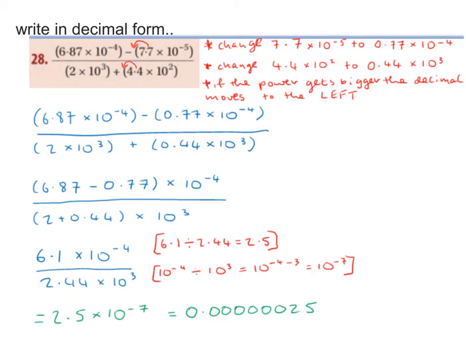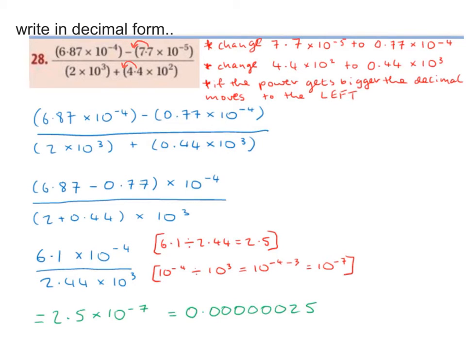So in our next step, we're going to take out the highest common factor of our numerator, which is going to be 10 to the power of minus 4. It's common to both terms. We're going to pull it outside the bracket, and we're going to bring down the 6.87, the minus and the 0.77. And then 6.87 minus 0.77 will leave us with 6.1, and that's still times 10 to the power minus 4.